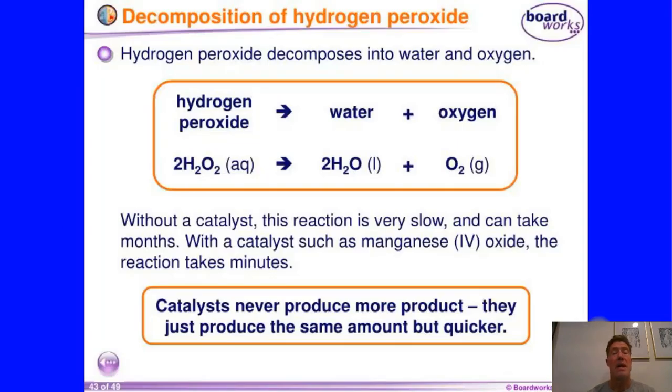So here is a pretty famous reaction called elephant toothpaste. It's the decomposition of hydrogen peroxide. Over time, this reaction happens, but it happens very slowly. It can take months for hydrogen peroxide to break into water and oxygen. But with a catalyst, the reaction can proceed very, very quickly, sometimes even in a matter of seconds. So catalysts never produce more product, but they produce the same amount of product more quickly.